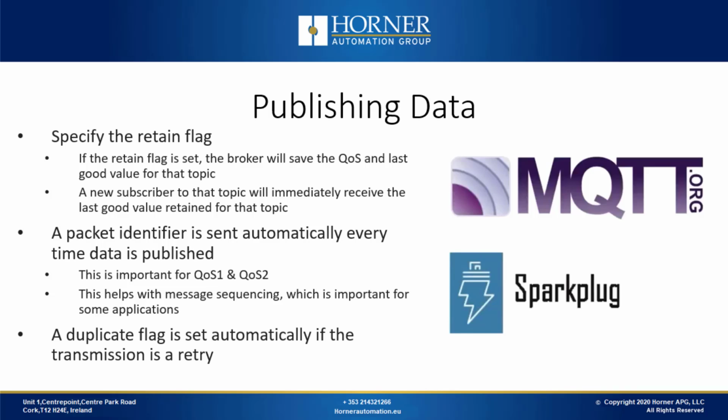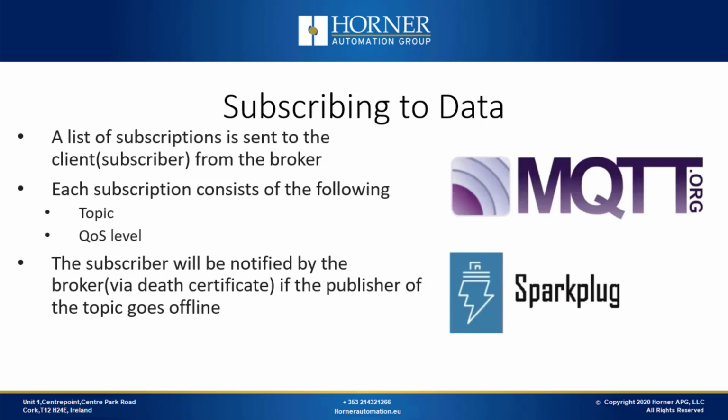There are a few things that happen during the publishing that don't have to be configured. For example, every time new data is published, a unique packet identifier is sent automatically. This becomes important when message sequencing is a big deal. Also, whenever the transmission retries, a duplicate flag will be sent automatically. Next, we're going to take a look at subscribing to data.